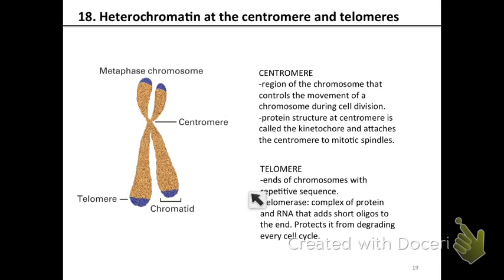And the telomeres are the ends of chromosomes with repetitive sequence, and they are maintained by a protein complex called telomerase, which adds short oligos to the end and protects it from degrading every cell cycle. We're going to go into more detail in the later lectures. But what I'm trying to tell you here is that these are certain regions of the chromosomes that are heterochromatinized. And another region of the genome that is typically heterochromatinized and silenced are transposons and repetitive sequences.